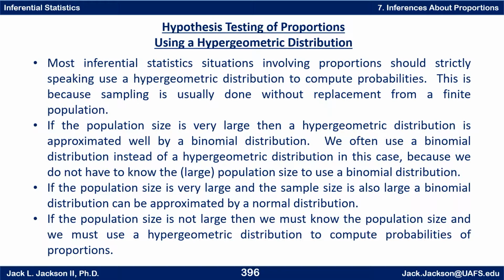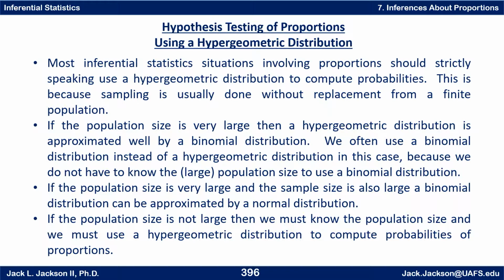However, if the population size is very large, then a hypergeometric distribution is approximated well by a binomial distribution. So we often use a binomial distribution instead because we do not have to know the large population size. If the population size and the sample size are both large, a binomial distribution can be approximated by a normal distribution. Honestly, for p-values it is just as easy to compute them using a binomial distribution as with a normal, and it is much more accurate.